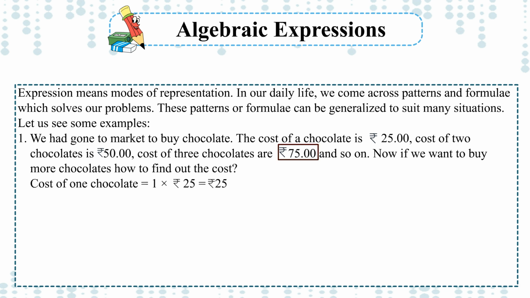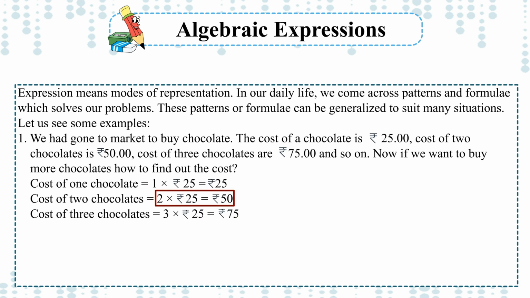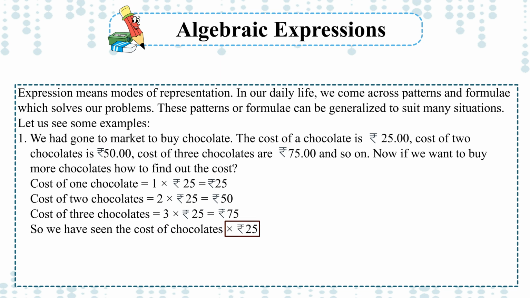Cost of 1 chocolate is equal to 1 multiply rupees 25 is equal to rupees 25. Cost of 2 chocolates is equal to 2 multiply rupees 25 is equal to rupees 50. Cost of 3 chocolates is equal to 3 multiply rupees 25 is equal to rupees 75. So we have seen the cost of chocolates is number multiply rupees 25.